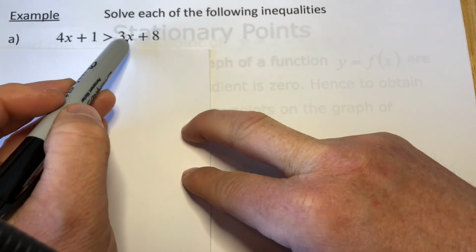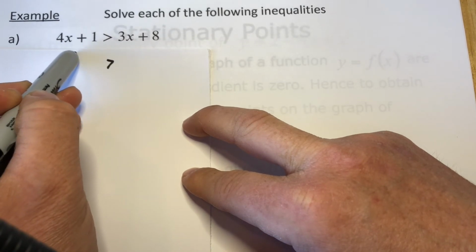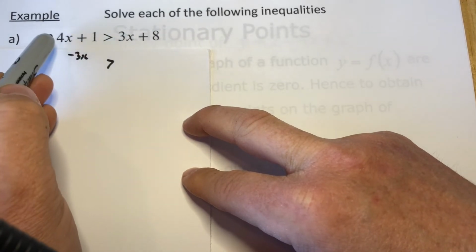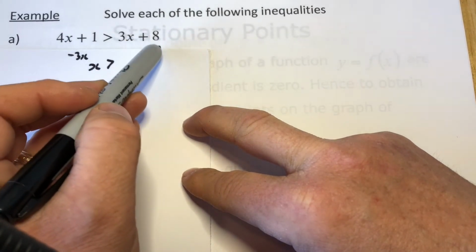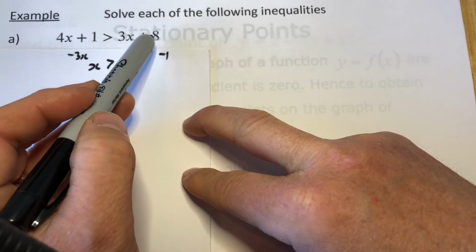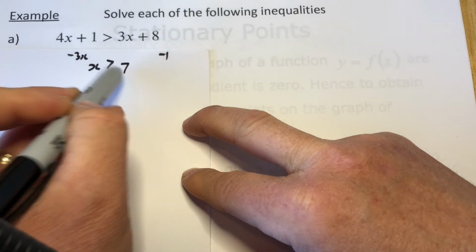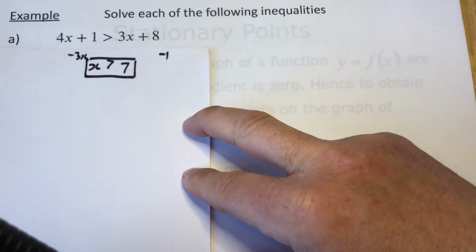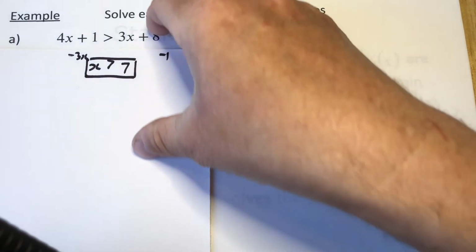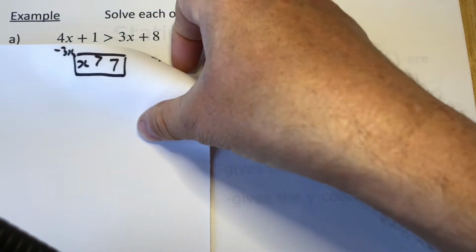If I move that 3x to this side, it becomes a take 3x. So 4x take 3x is just 1x. If I move that 1 to the other side, it becomes a take 1, and 8 take 1 is 7. So x is greater than 7 is our answer there. First one done.